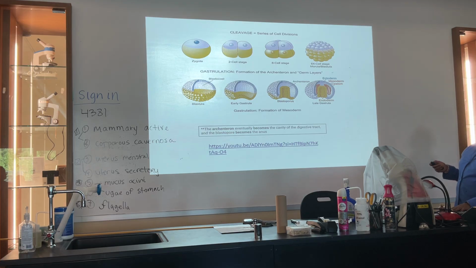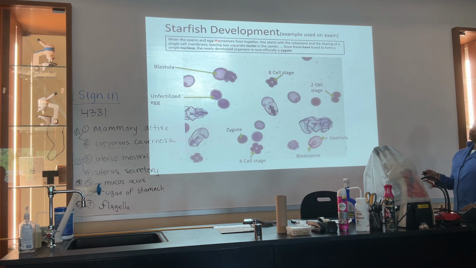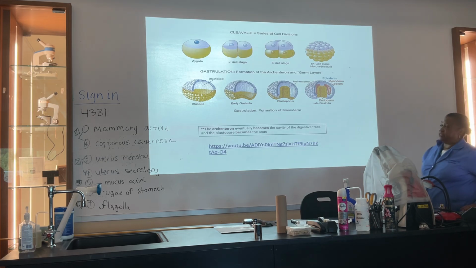And so we have here the cell. When it gets fertilized by an egg, as I'm showing, you cannot appreciate it when the egg and the sperm come together and fuse. The cytoplasm is going to be mostly coming from the egg, but they will share it, and you will have a single cell membrane. First you'll have two separate nuclei in the center, and once they have fused to form a single nucleus, now the newly developed organism is called a zygote. And so this is what we're seeing.